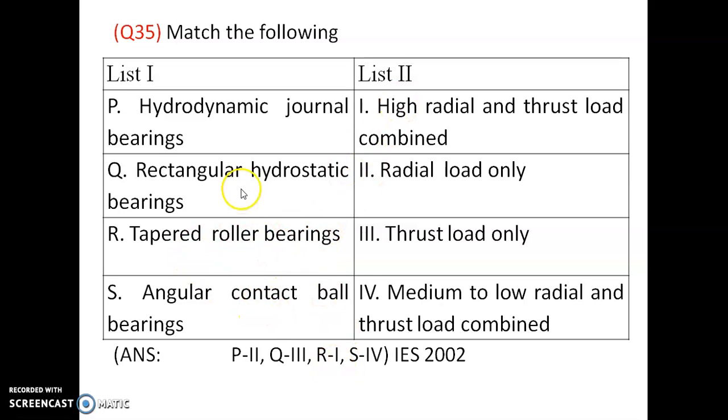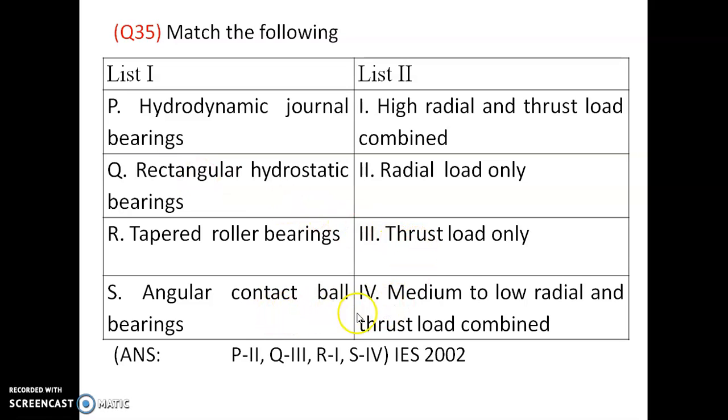Then hydrodynamic journal bearings can carry only radial load. Rectangular hydrostatic bearings can carry only thrust loads. Hydrostatic bearings can carry only thrust loads.